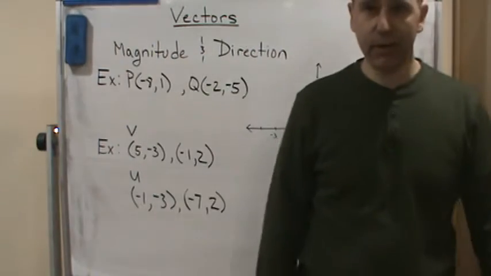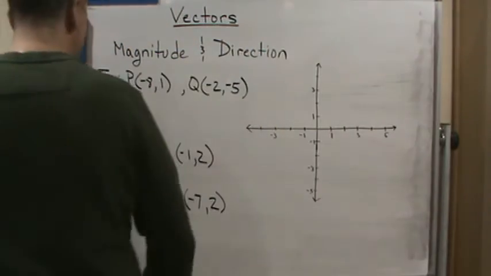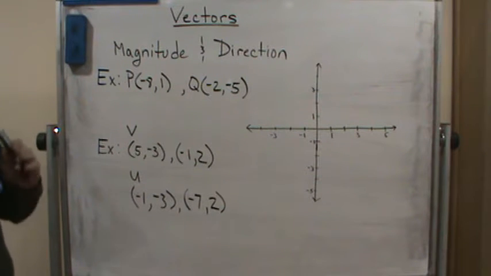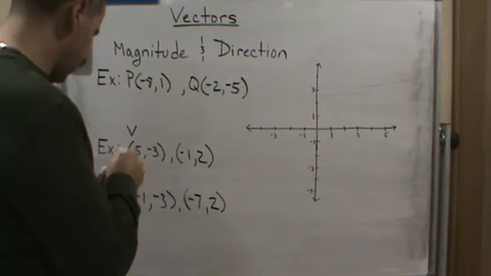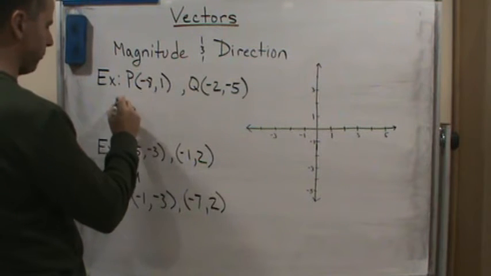Okay, welcome back. And now let's do some examples. The first example, they want us to find the magnitude and the angle, the direction of this vector. So let's call this vector v.